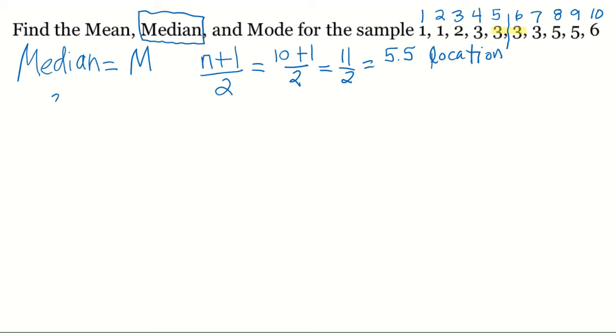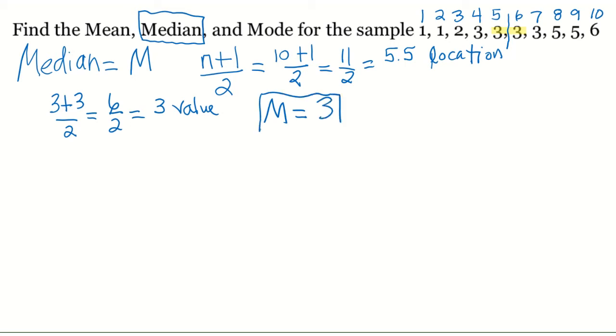So that means we're going to take 3 plus 3 divided by 2, which is going to give me 6 divided by 2, which equals 3. So this is the value. So that means our median M is going to equal 3. Now you'll notice in this particular problem, the two values that our location is in between are the same number, so that's automatically going to tell us that our data value is going to be 3. But if those were different, then we would get the average.